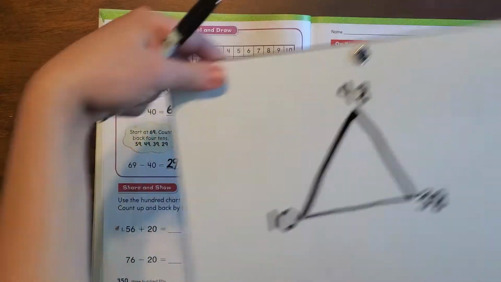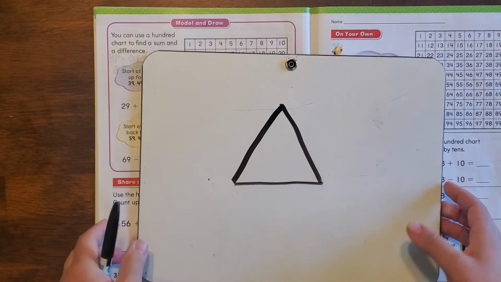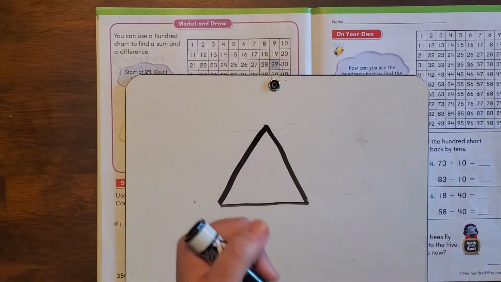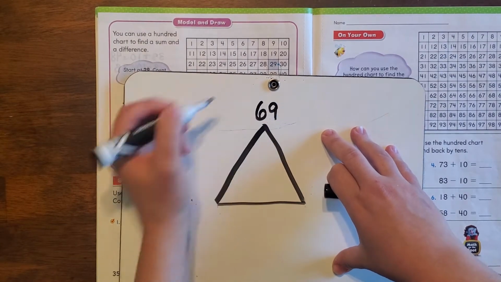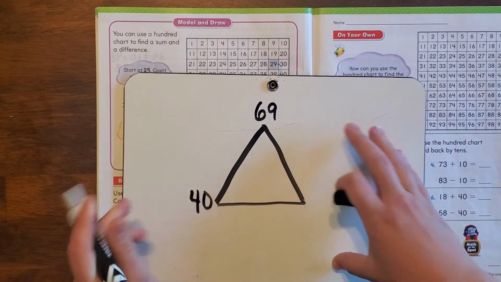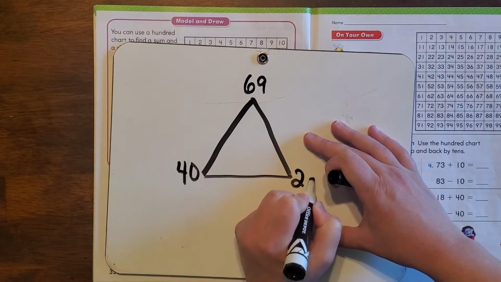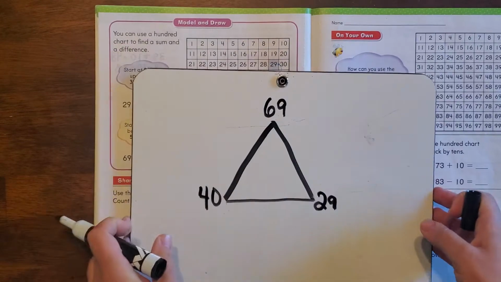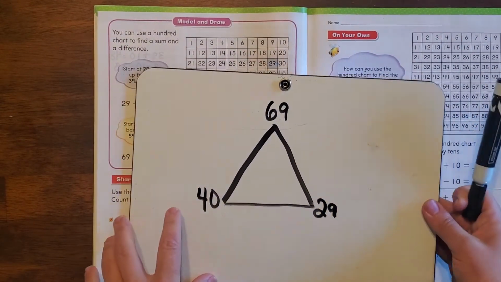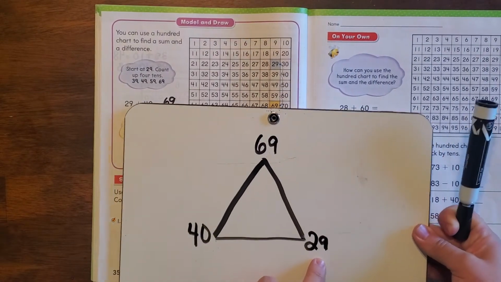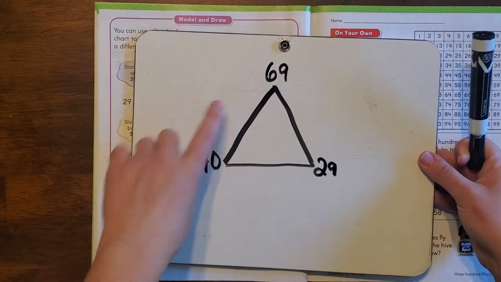And we can use our number bond to show that. So that was 69, 40, and 29. So we know that 69 minus 40 is going to give us 29. We know that 29 plus 40 is going to give us 69.